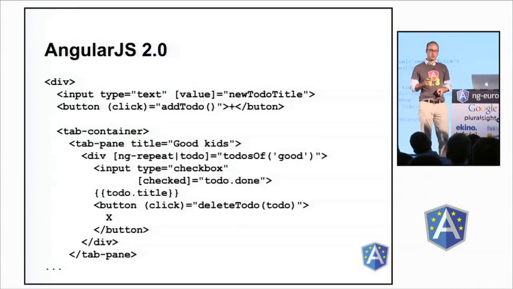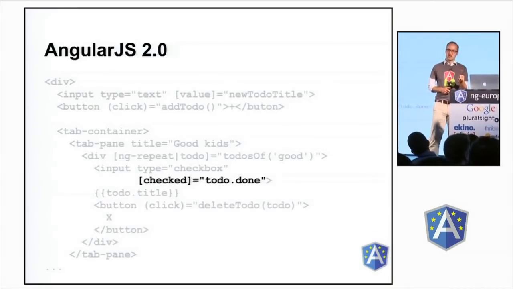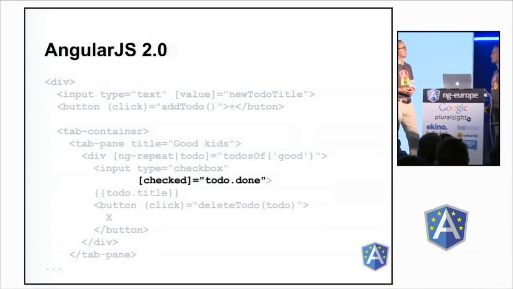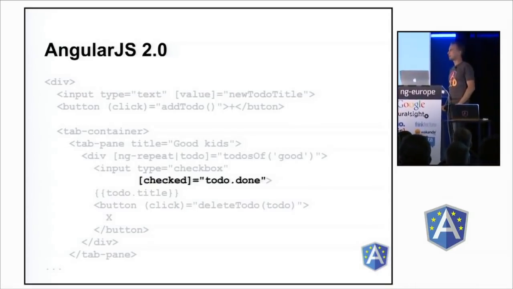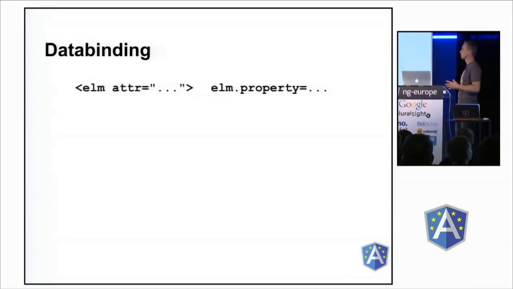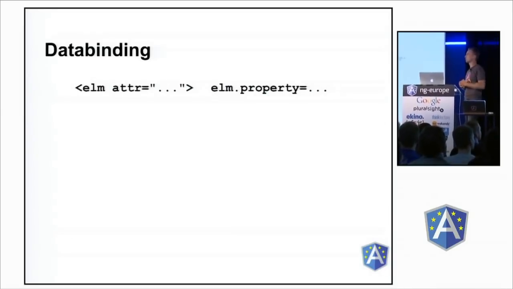Let's look at this a little closer. So what is this checked attribute? I remember HTML. In HTML, the input element does not have a checked attribute. What's that? It doesn't have an attribute, but it has a property. And as I mentioned, our generic binding is to element properties, not to element attributes. This is the difference between Angular 1.3 and Angular 2.0.